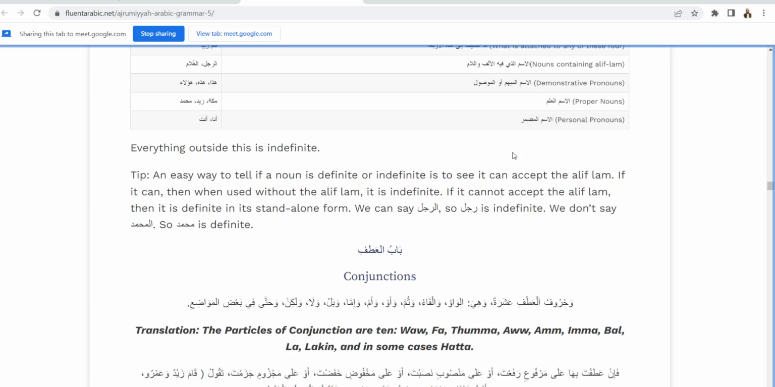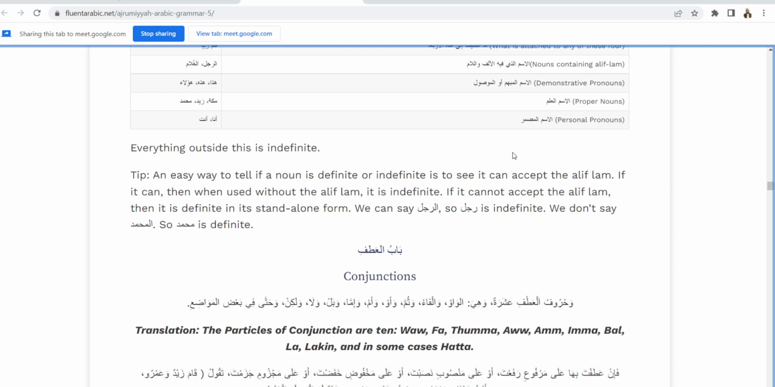We say al-rajulu, so rajulu is indefinite. We do not say al-Muhammadu, so Muhammadu is definite. So the tip, an easy way to know if it is nakira or ma'rifa: if you add to it alif lam, does it keep the same meaning? No. Like rajulu or al-rajulu, it keeps the same meaning. So because it does accept alif lam, then it is nakira. Otherwise, it's ma'rifa.